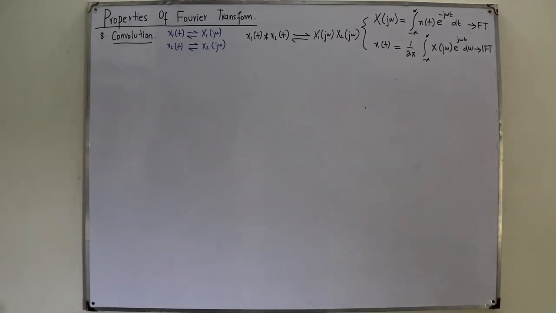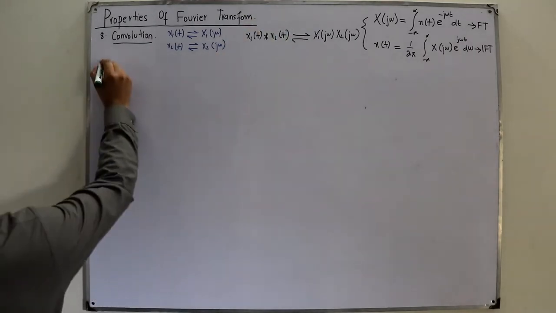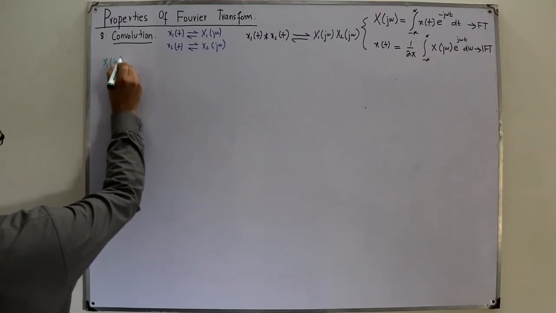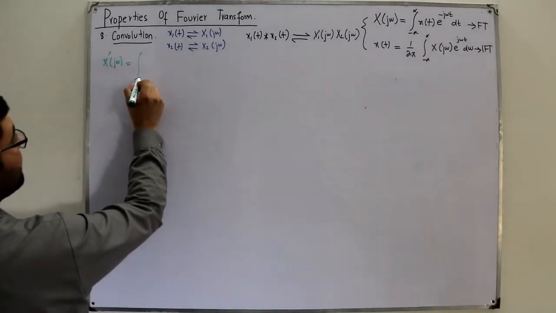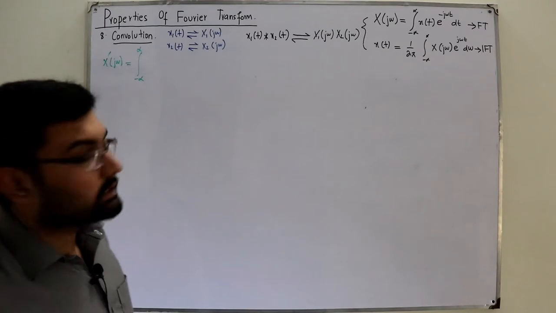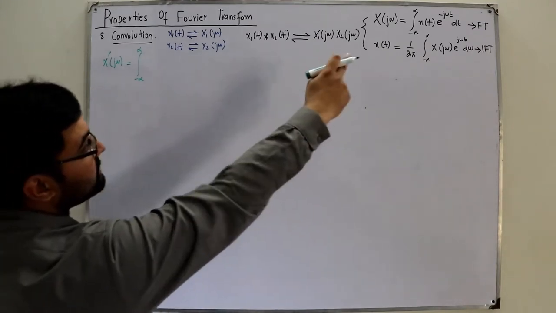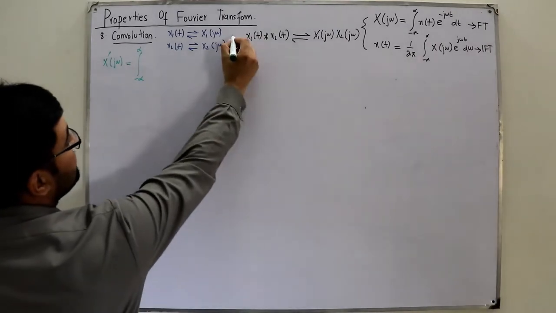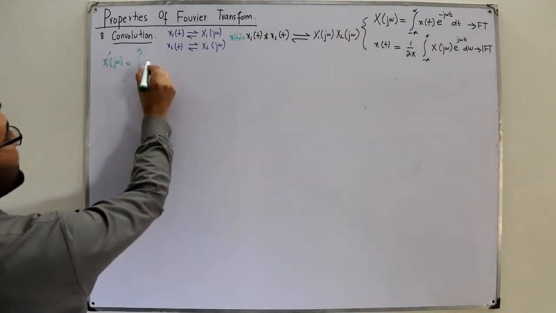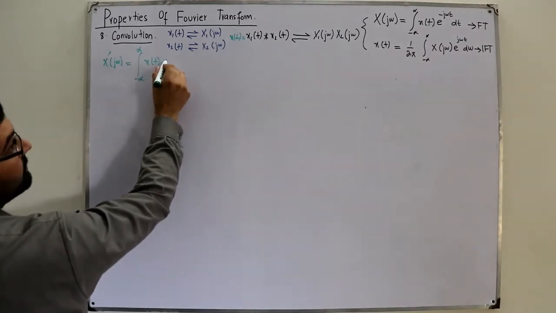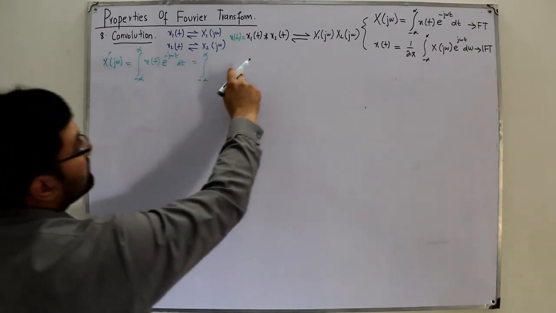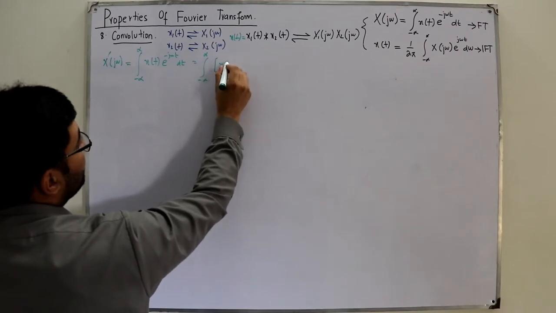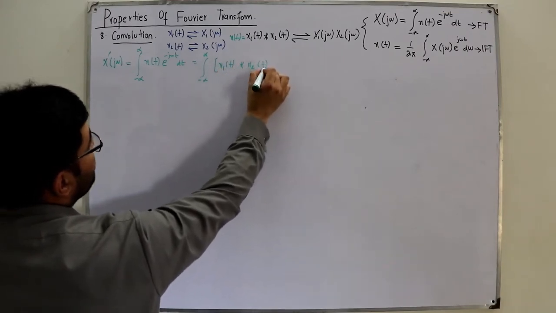Let's say we prove it now. For the proof, considering the Fourier transform equation, X dash of j omega is equal to the integral from negative infinity to positive infinity of x of t, which is the convolution, times exponential of negative j omega t dt. Here x of t is x1 of t convolved with x2 of t.